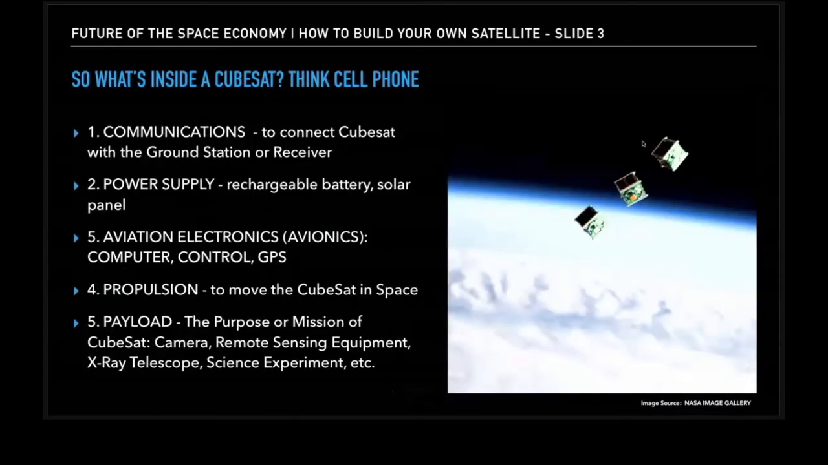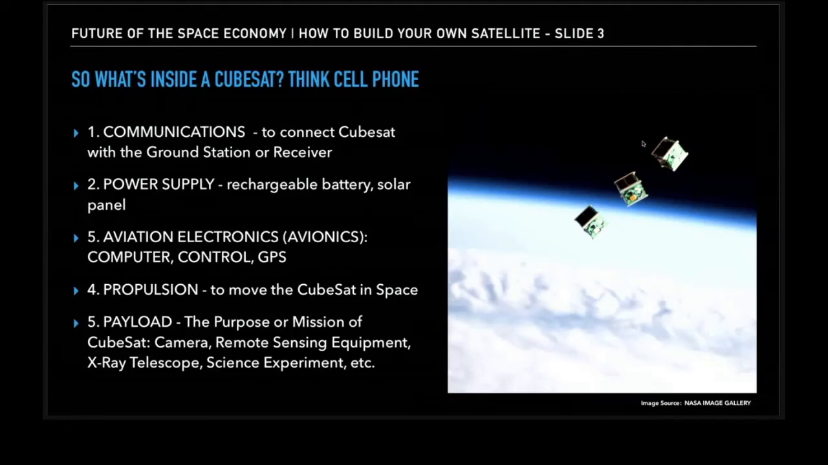So let's compare the inside of a CubeSat to the inside of a cell phone. First, communications. Your cell phone has technology that allows you to send and receive data. Same with a CubeSat. It sends and receives data from the ground station or receivers. Second, your cell phone has a power supply, a rechargeable battery. Same with a CubeSat. It also has a rechargeable battery, but instead of plugging it in, because it's in space, it uses solar panels for charging.